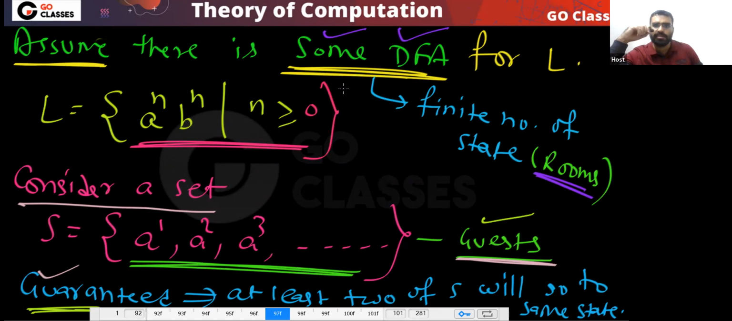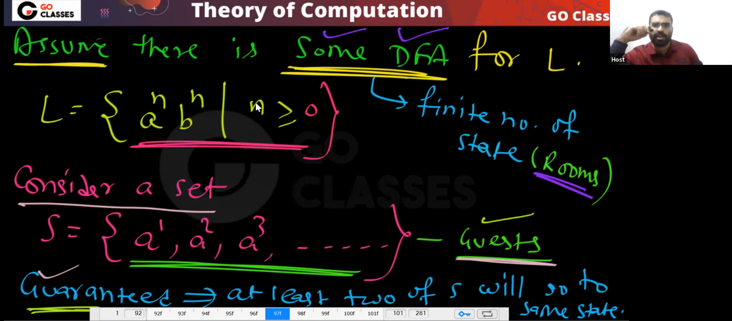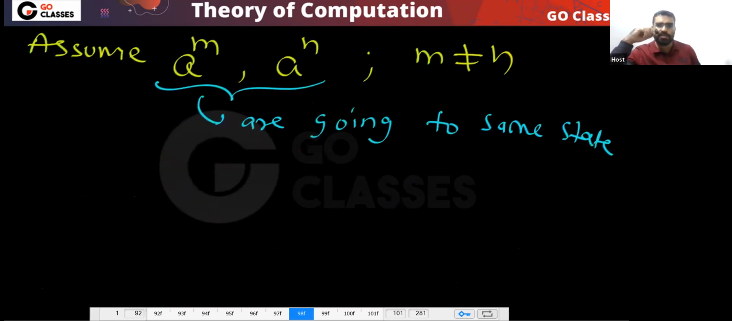Basically, there is no machine which can accept these guests. There is no machine which can accept this language. So this is the point. So is this template clear?